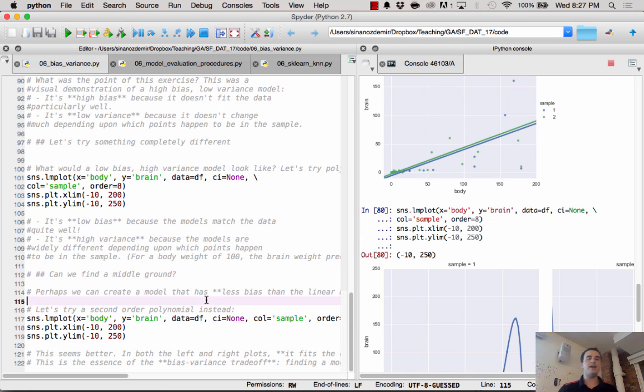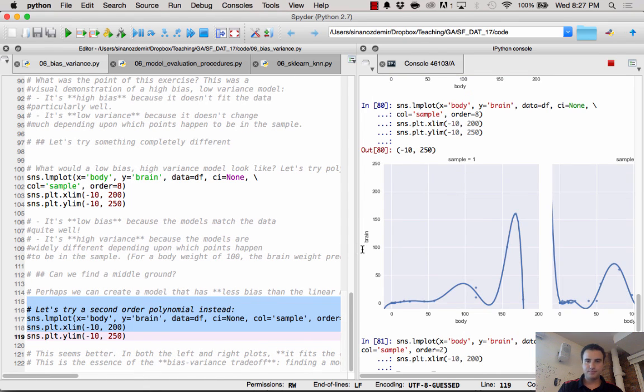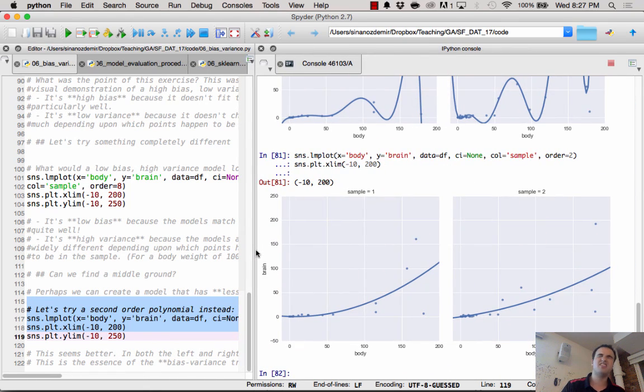Let's try something in the middle. 1 was too high bias, 8 was too high variance. Here is order 2, i.e. quadratic. This, I would argue, is a very nice sweet spot. Sure, the curves are a little different, but not by much. It still generally starts down here and then curves upwards towards the end.